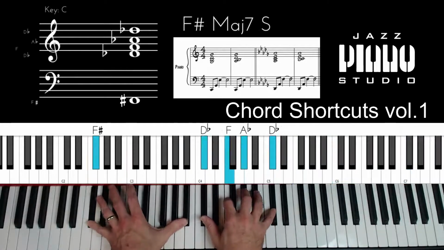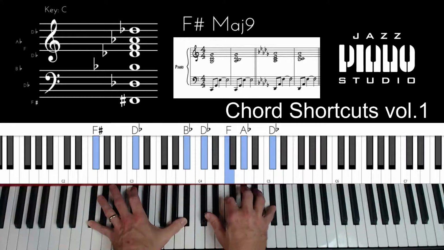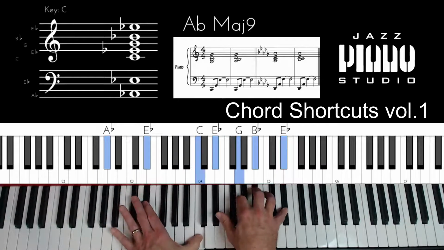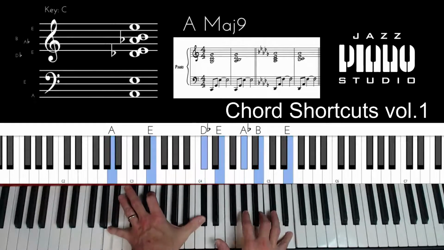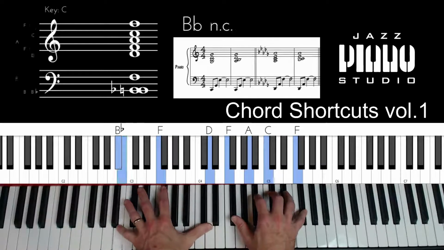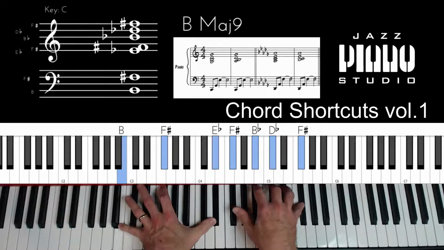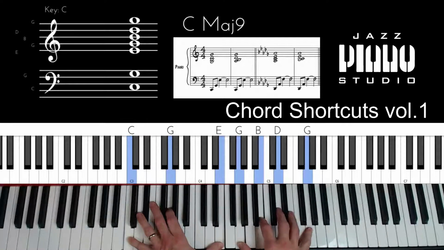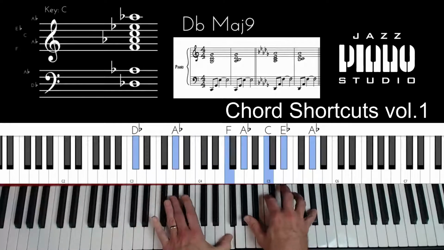All right, F against a D flat, F sharp against a C sharp, G against a D, A flat against an E flat, A against an E chord, B flat against an F, and then we already started over.